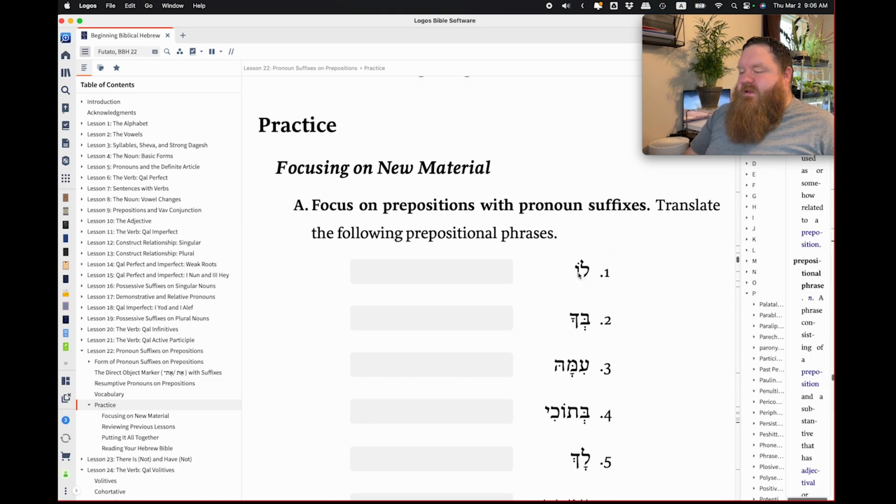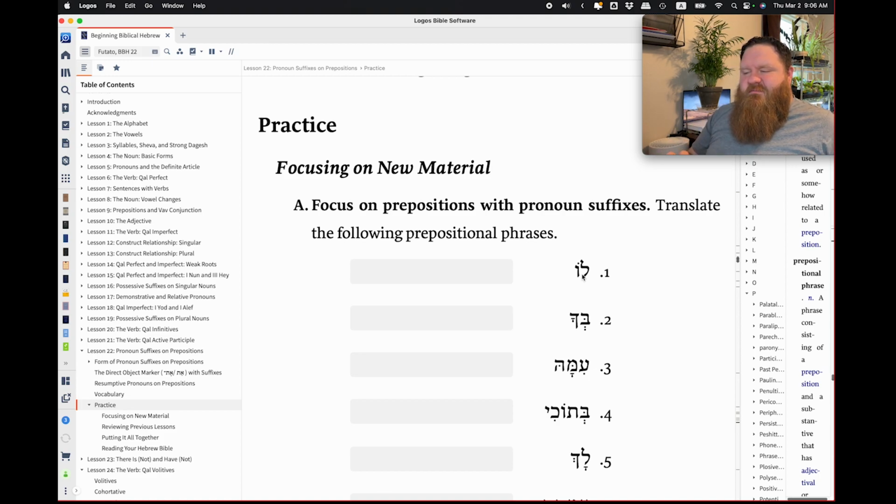So basically, these are going to be practicing both your translation of prepositions and your translation of the pronoun suffixes. Remember, these pronoun suffixes, there's only two sets of them. There's what I call type one or set one, and set two. Set one gets used on some prepositions. Other prepositions use set two. Futato calls them suffixes that go on singular nouns and suffixes that go on plural nouns.